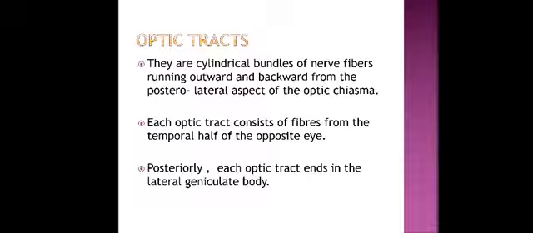The next one is the optic tract. These are cylindrical bundles of nerve fibers running outward and backwards from the posterolateral aspects of the optic chiasma, between the tuber cinereum and anterior perforated substance, to unite with the cerebral peduncles. Each optic tract consists of the fibers from the temporal half of the retina of the same eye and the nasal half of the opposite eye.